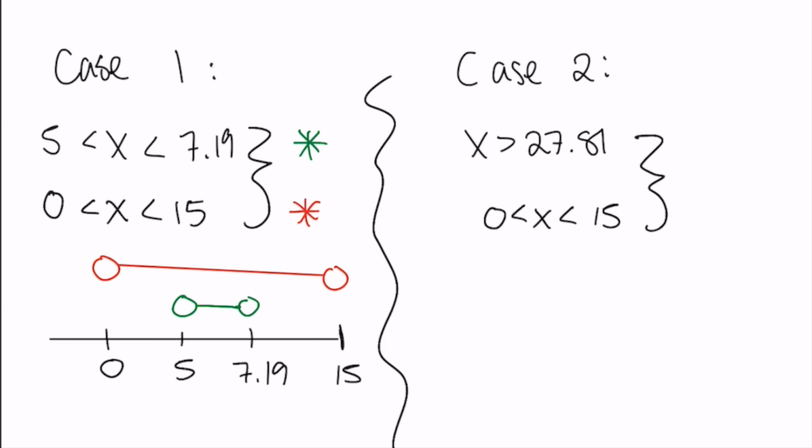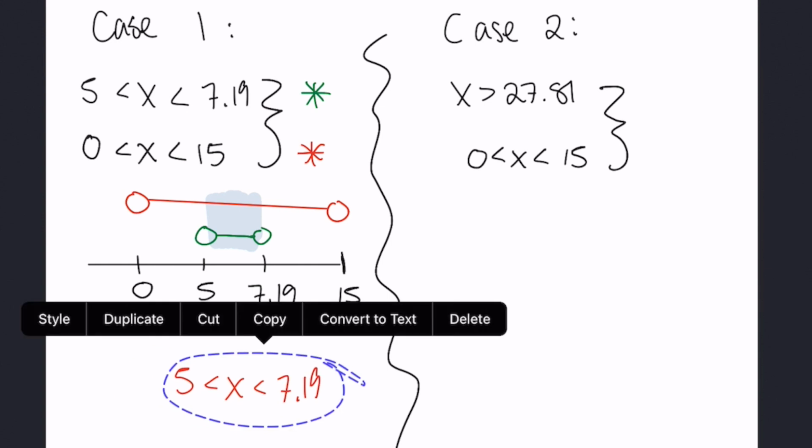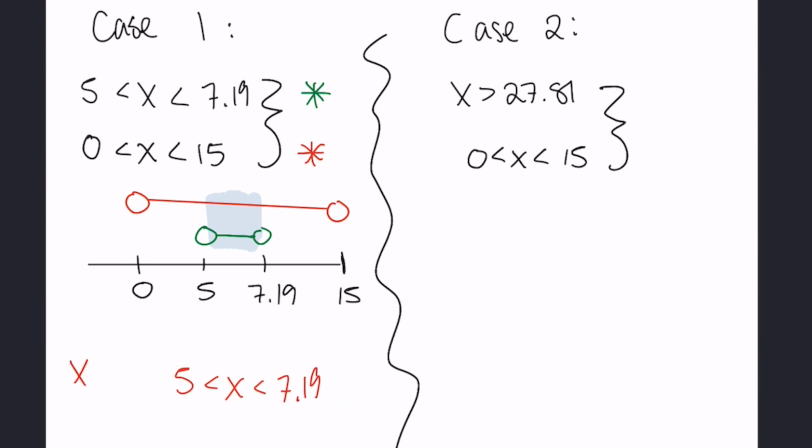As you can see at this highlighter, they intersect here, excluding 5 and 7.19, and we have this interval here. So x is a member of the real numbers between 5 and 7.19.